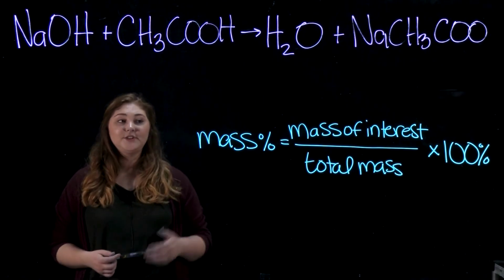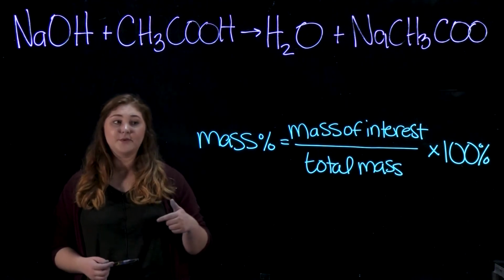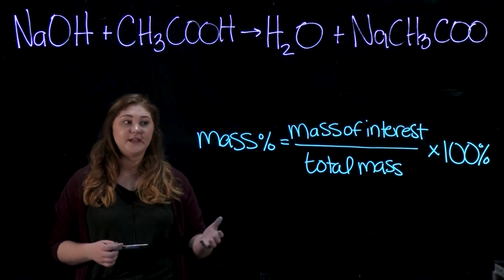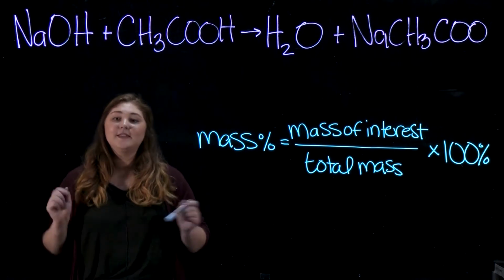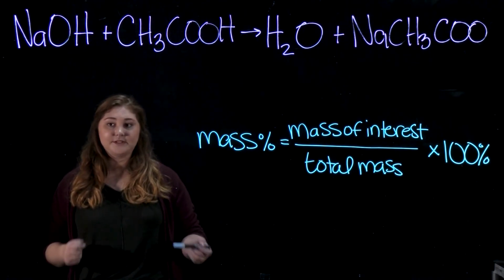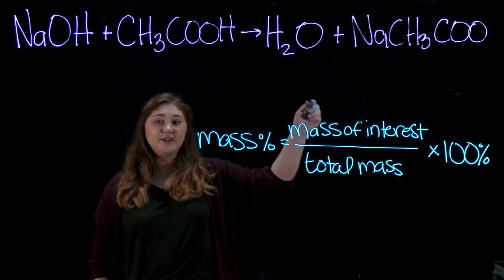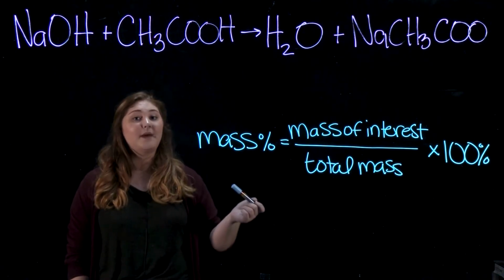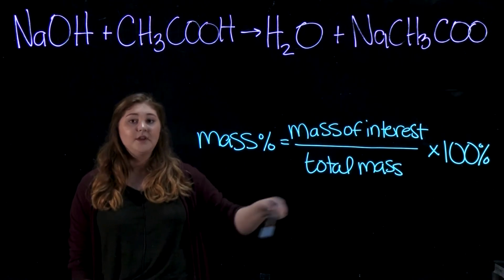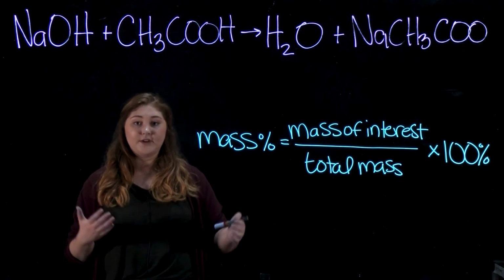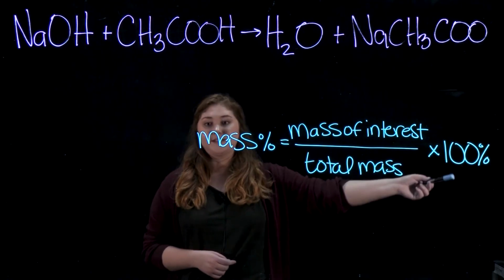Question 5 asks you to use the average density and the average concentration that you calculated in previous questions to determine the mass percent of acetic acid in your vinegar solution. But before we do this, let's look at the general formula for mass percent. Mass percent is equal to the mass of interest, or in our case, this will be the mass of acetic acid, divided by the total mass of your sample. So for us, this will be the mass of our vinegar sample. And then you would multiply by 100 to make it a percent.